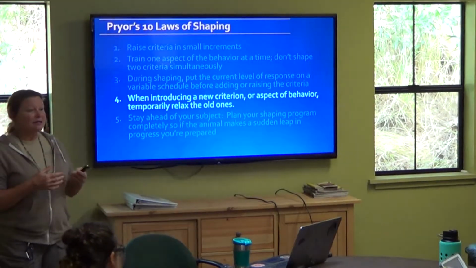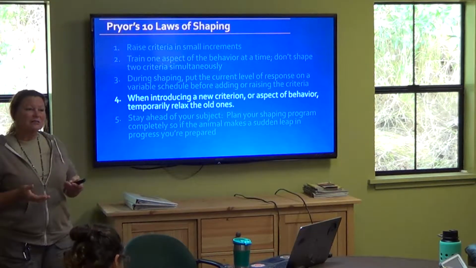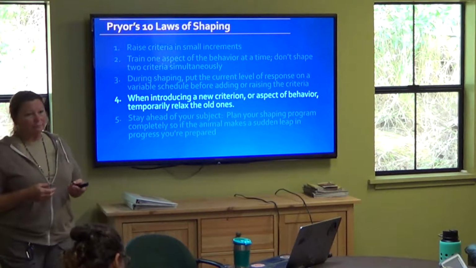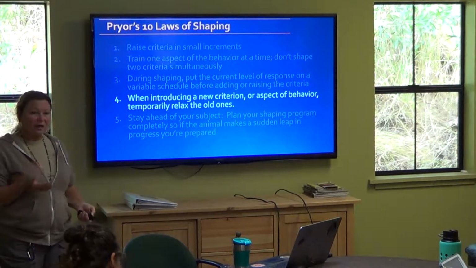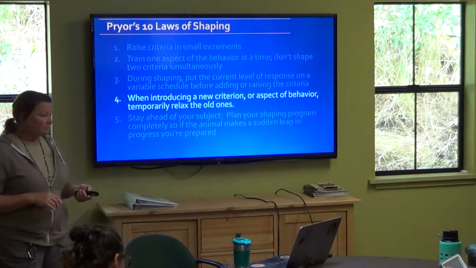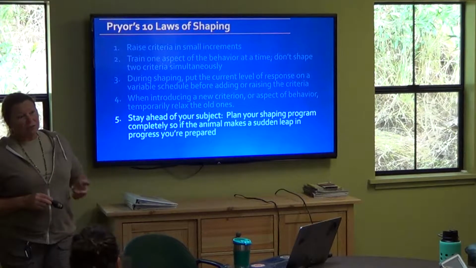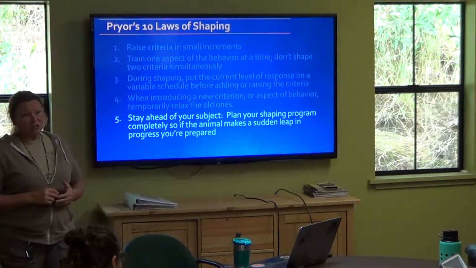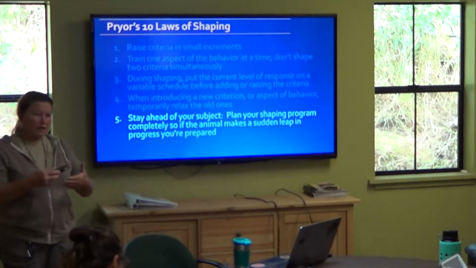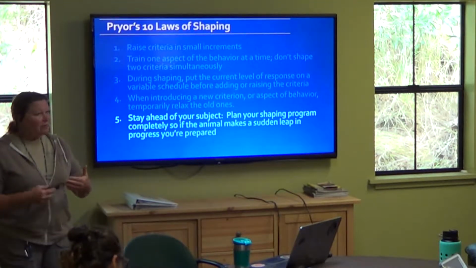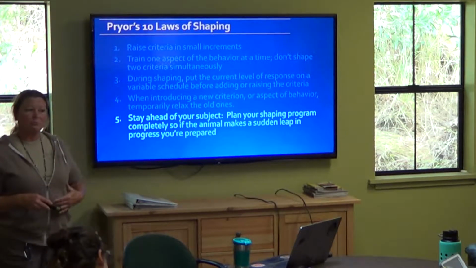In that example, each time I would introduce a larger size needle, I would relax the duration criteria and build back up. So that's what we mean by relax one aspect of the behavior while building up a new one. Staying ahead of your subject: animals are super smart, and having a shaping plan will help you stay ahead of them, because if you know what your next 5 steps are, then if the animal takes a significant leap in the training process, you're ready to move forward.